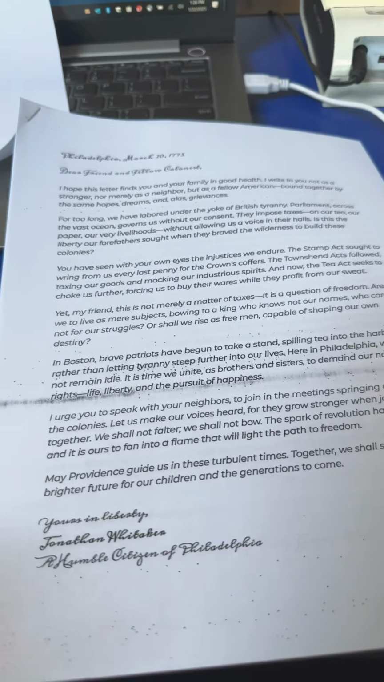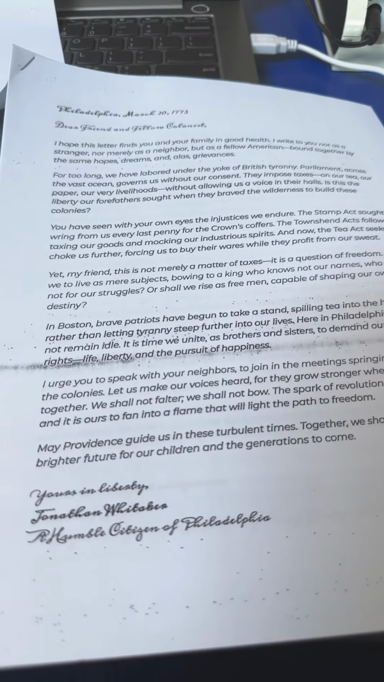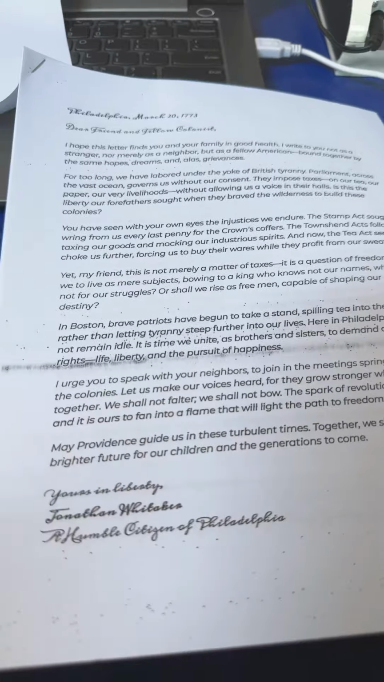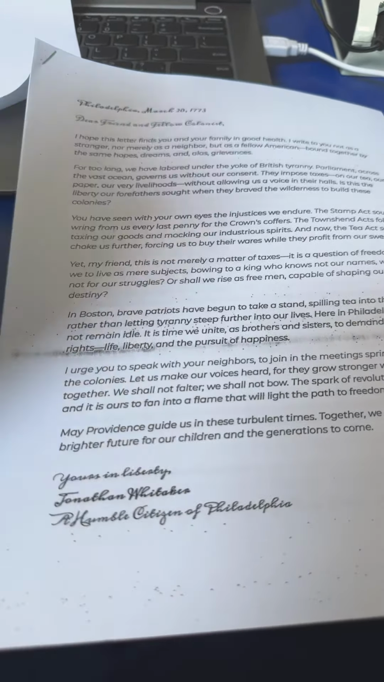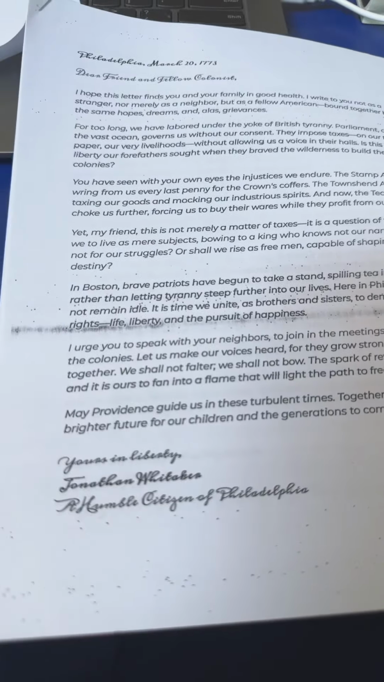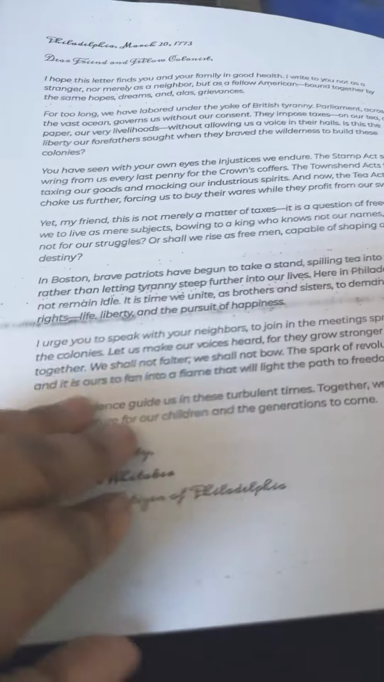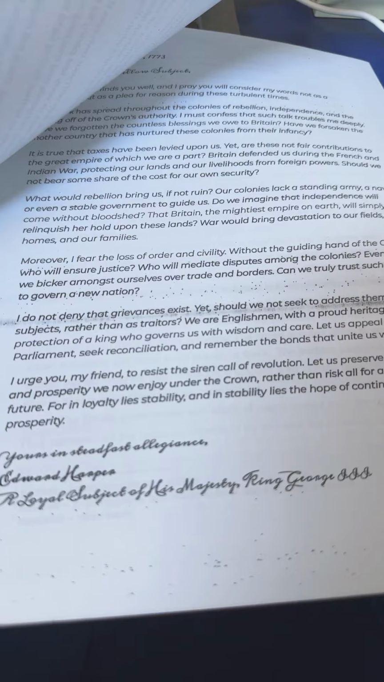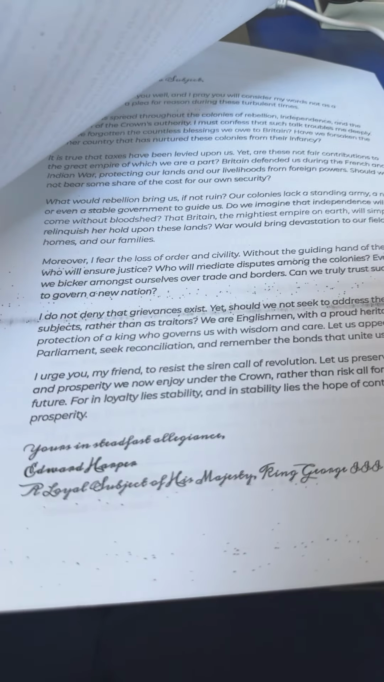The original lesson wanted me to just introduce a timeline to the students, so instead of doing that, I had procured these two letters from the 1770s using an AI tool. I just had it create one from a humble citizen of Philadelphia and the other from a loyal subject of His Majesty King George III.